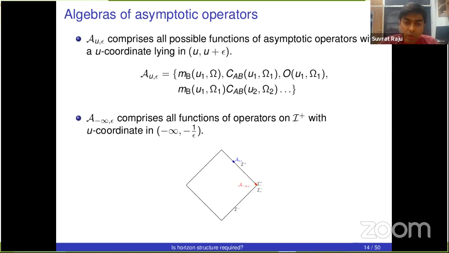I'm going to be particularly interested in the limit of this algebra as you go to the past boundary, which is the algebra that lives near the short red segment, which is just the set of all observables that you can make near the past boundary of future null infinity. If you don't want to think of algebras, you should just think of it as a shorthand for all the observations that an observer near the past boundary can make. And that's what I'm going to call A minus infinity.